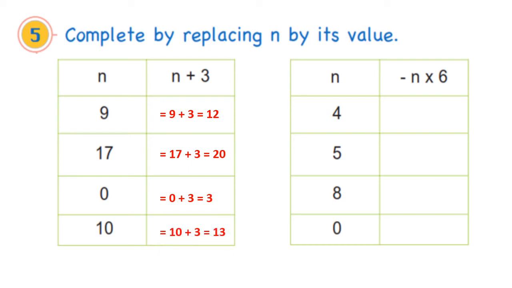So every time you replace the letter n by a different value, you are going to get a different numerical value. So it depends, okay? Let us see the second one, which is minus n times 6. So I'm going to replace the n by 4. So minus 4 times 6 is minus 24. Minus 5 times 6 is minus 30. Minus 8 times 6 is minus 48. And 0 times any number is equal to 0.